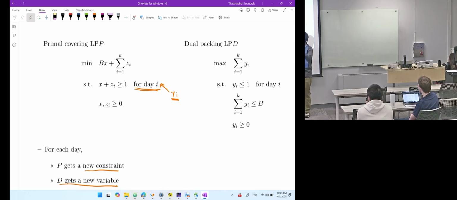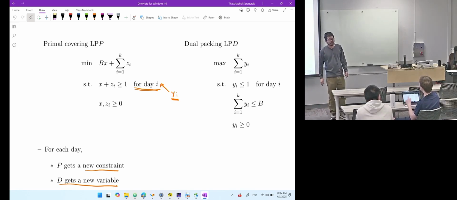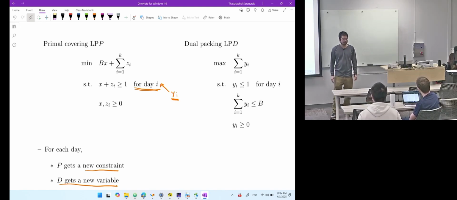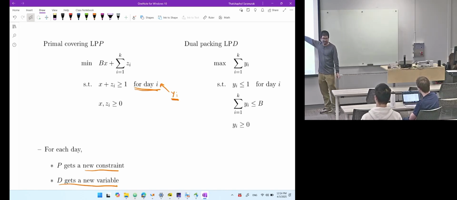Because the online nature of these two LPs is very different, right? One has new constraints. One has new variables. So do you lose strong duality when you're looking at it in an online setting? Yeah, we do not hope to get an exact algorithm here. So we just use this for analysis.